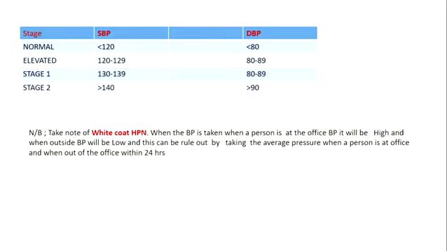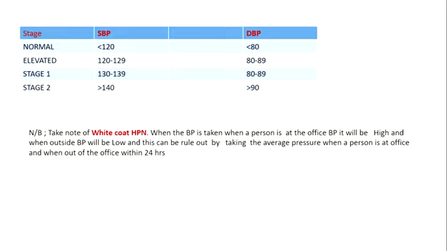Then when a patient presents with a systolic pressure of 130 to 139, that is what we call stage 1, and also a diastolic of 80 to 89. Stage 2 is when pressure is above 140 millimeters of mercury, and the diastolic is above 90 millimeters of mercury.